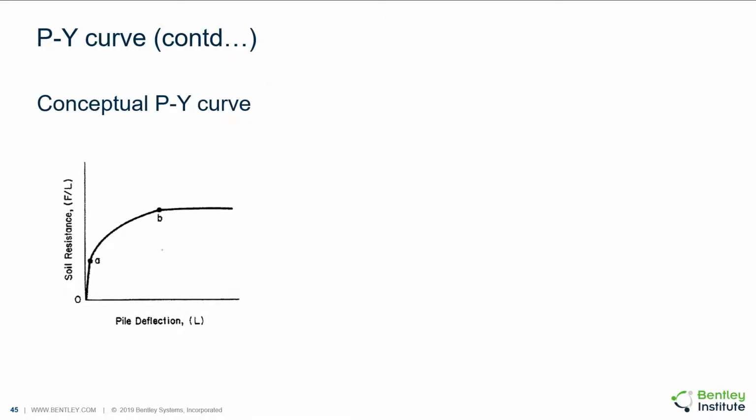This slide shows the conceptual PY curve where the soil resistance is plotted along the ordinate and the lateral pile deflection is plotted along the abscissa. The portion between 0 to A is representative of elastic action of the soil, which, as you can see, is only valid for a very small range of displacement. The portion A to B is the nonlinear transition portion, and it is at the point B that the ultimate soil resistance is reached.